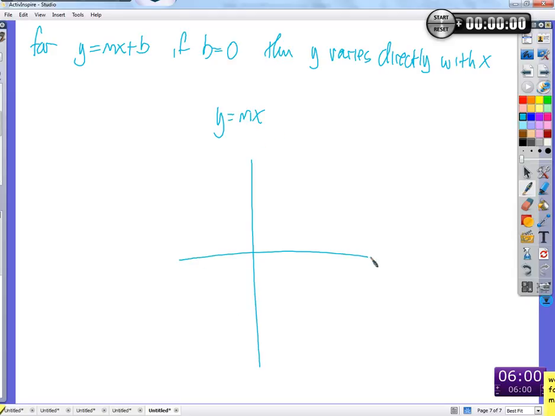What will the graph of this look like? What will all the graphs of direct variations have in common? The point is 0, 0. They will go through the origin. The y-intercept will be 0. That's what we said. B, the y-intercept will be 0. Okay? So a point right there at 0, 0. All direct variation graphs go.